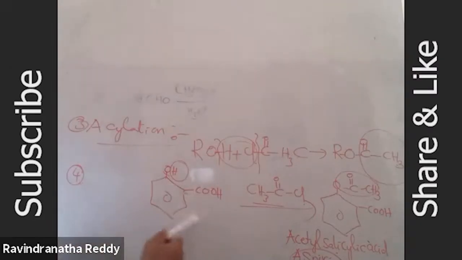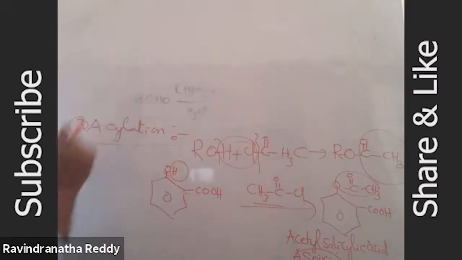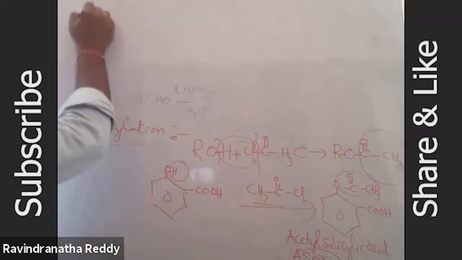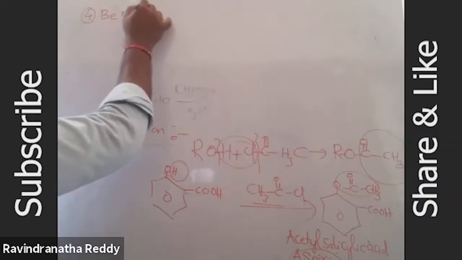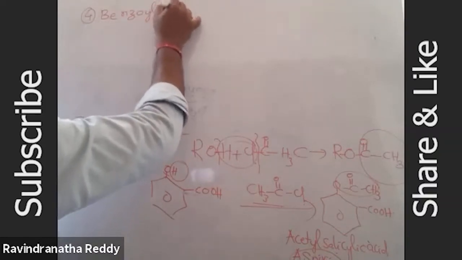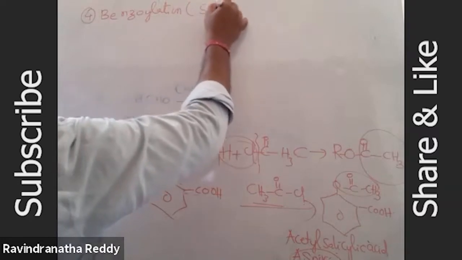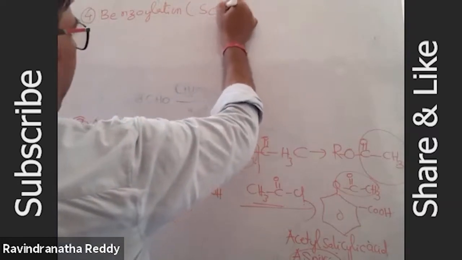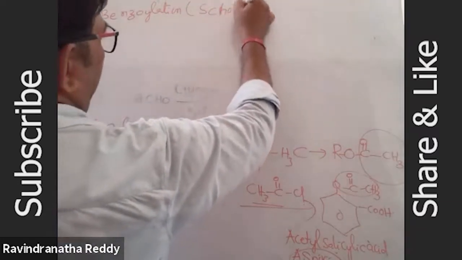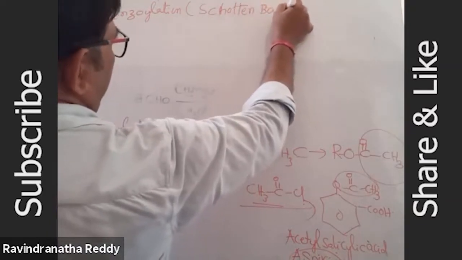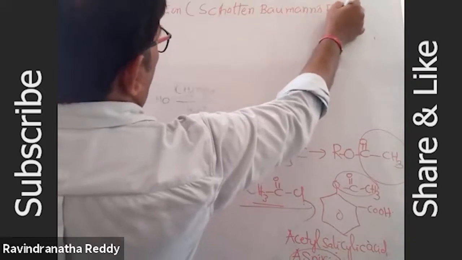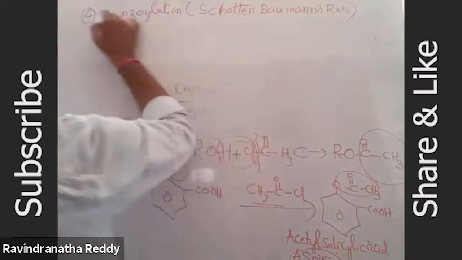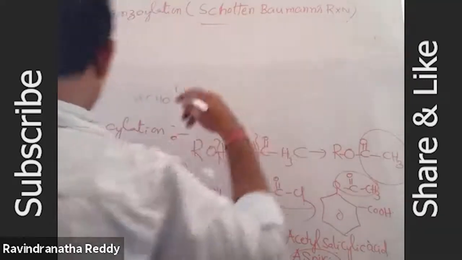Next, benzoylation. Acylation is over. Benzoylation is called the Schotten-Baumann reaction. This is benzoylation of alcohol.